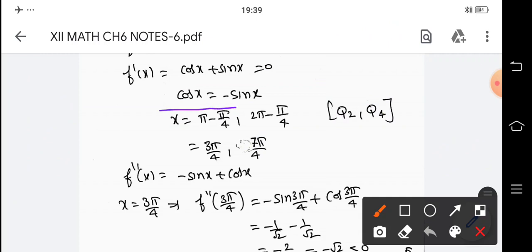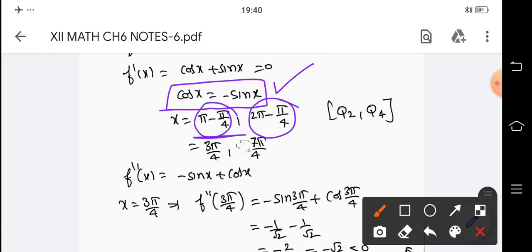So cos x is equal to minus sin x is possible in quadrant 2 and quadrant 4. Quadrant 2 angle is pi minus pi by 4. Quadrant 4 angle is 2 pi minus pi by 4. Why was pi by 4 taken? Because cos and sin are equal at 45 degrees, which is 1 by root 2. But they are opposite in sign because cos x is minus sin x. That's why pi minus pi by 4 in quadrant 2, 2 pi minus pi by 4 in quadrant 4. So 3 pi by 4 and 7 pi by 4 are the values of x.